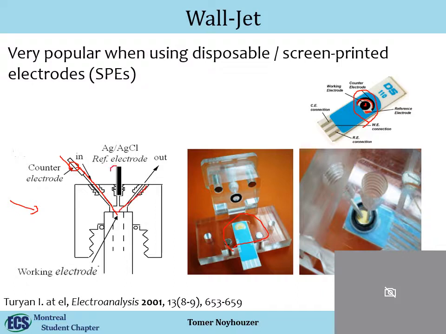And here they add the reference electrode. Now, the issue is that they put the reference electrode in the measurement. So if you have any contamination from the reference electrode, it might affect the measurement. But remember, we talked about bubbles. If you have bubbles, and bubbles tend to go up, they get stuck here because this is very narrow, then your measurement is no longer good. So this is one type of cell.